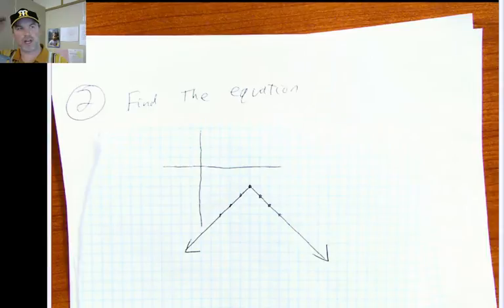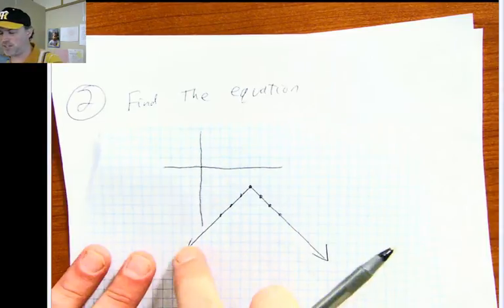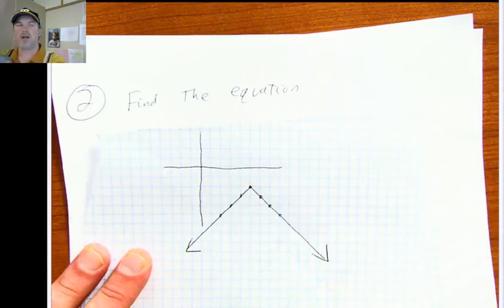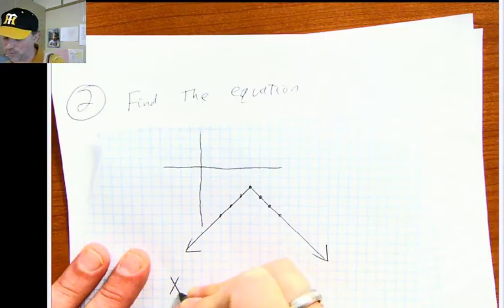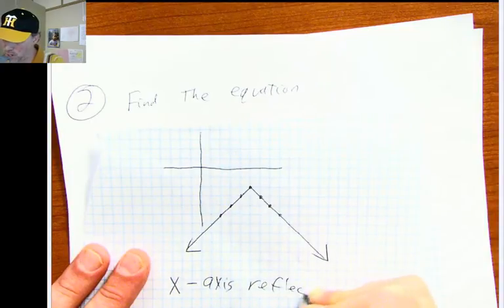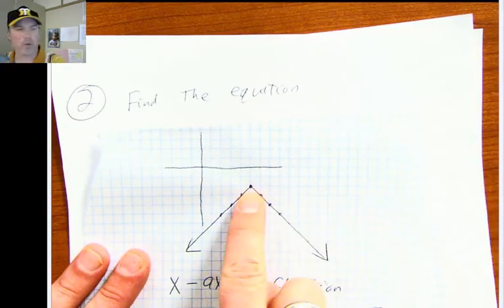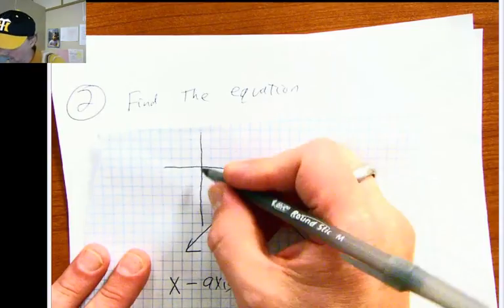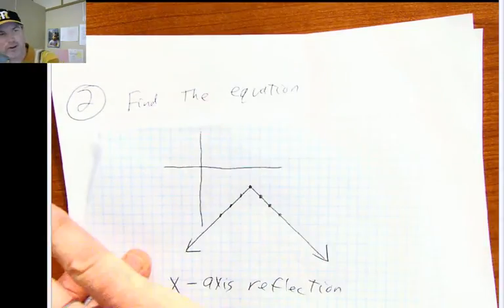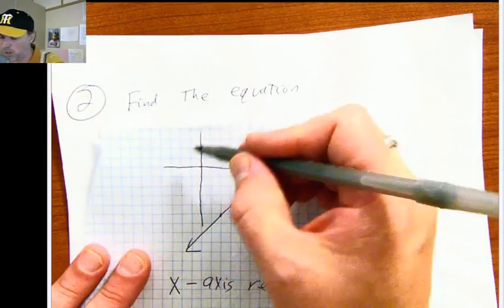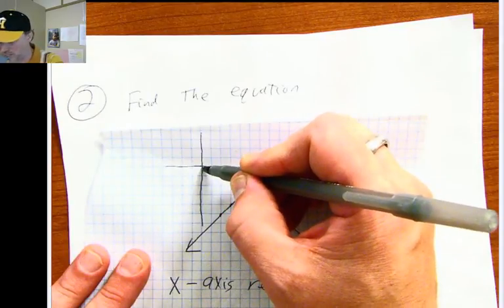Normally, our absolute value function is an upward-facing V. This one's a downward-facing V. So that is our vertical reflection, an x-axis reflection. And then think about this key point right here. If you took 0, 0 and reflected it over either axis, it doesn't matter. It would still reflect to 0, 0.